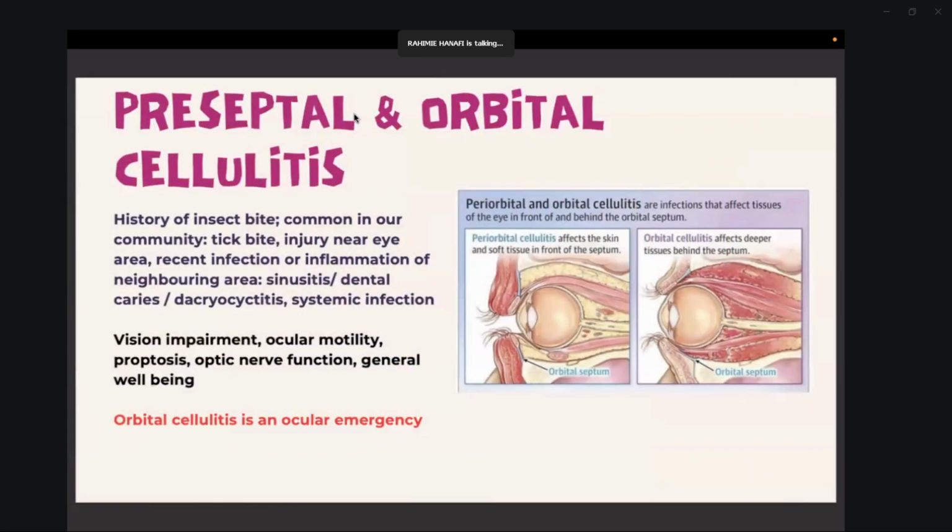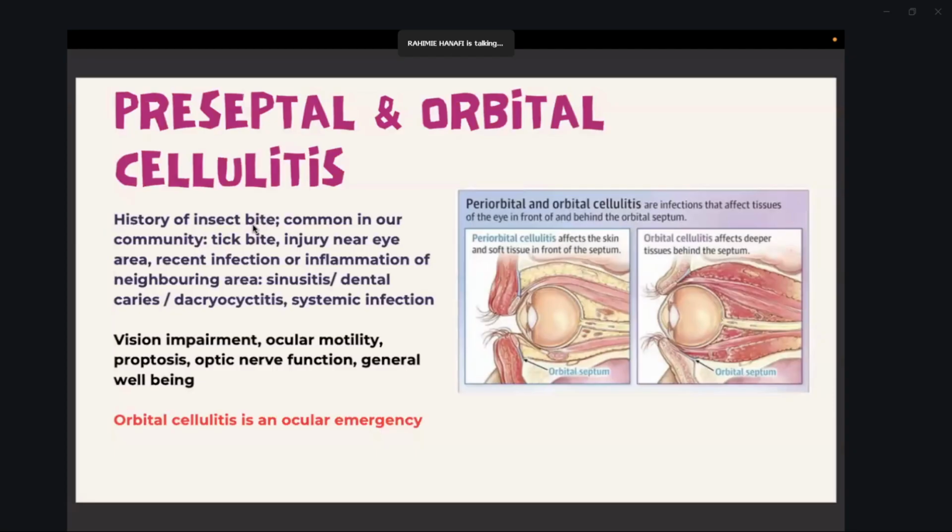Right. Okay, coming to preseptal and orbital cellulitis. What is the difference between preseptal and orbital cellulitis? Periorbital or preseptal cellulitis is inflammation that affects the skin and soft tissue in front of the septum. This is the orbital septum. When only these parts are infected, that is preseptal cellulitis. Orbital cellulitis affects deeper tissues beyond the orbital septum, so it is much more sight-threatening and more dangerous as compared to preseptal cellulitis. So it is important to be able to recognize what differentiates preseptal and orbital cellulitis.